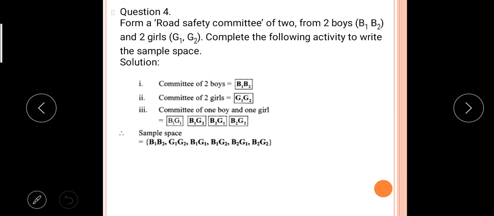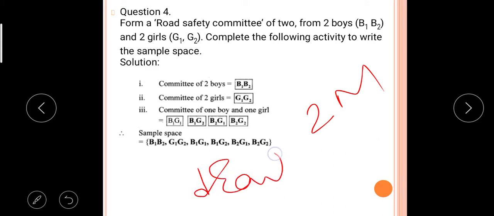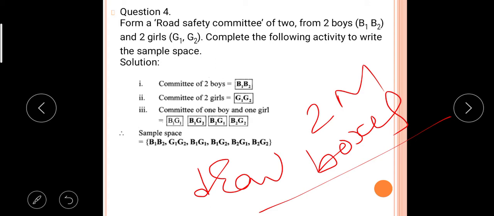Now from a road safety committee of two boys, B1, B2, it is already given, and 2 girls, G1 and G2, it is also already given. So complete the activity for the sample space. Committee of 2 boys are B1, B2. This is the activity. So it is a 2 marks activity, it will ask for the 2 marks. Okay. And always remember, when you are writing the activity, drawing the boxes is compulsory. If you are solving the activities and after activities you have not drawn the boxes, you will get 0 marks.